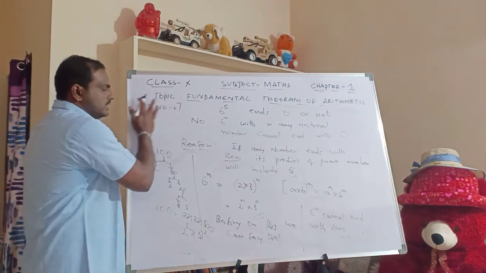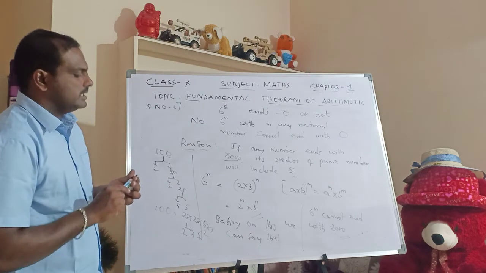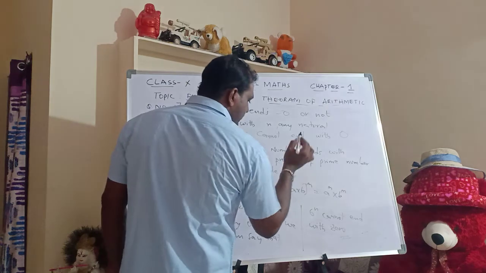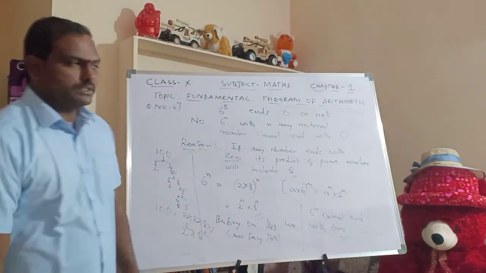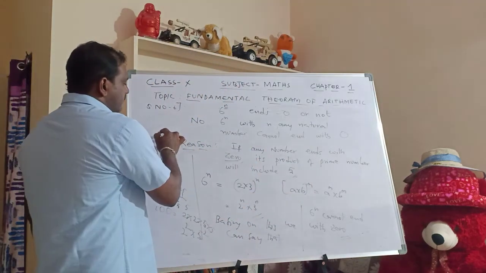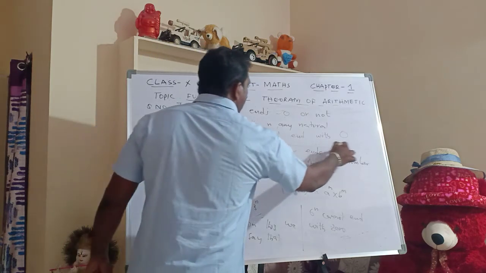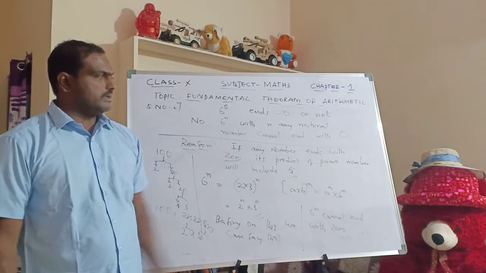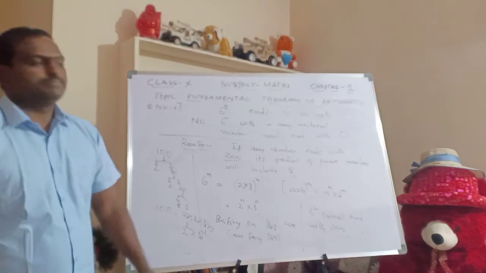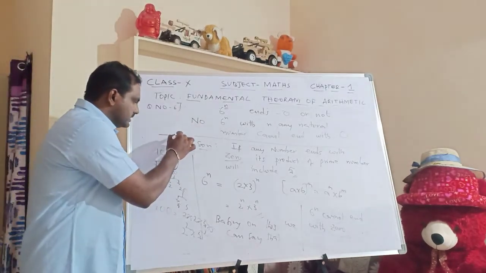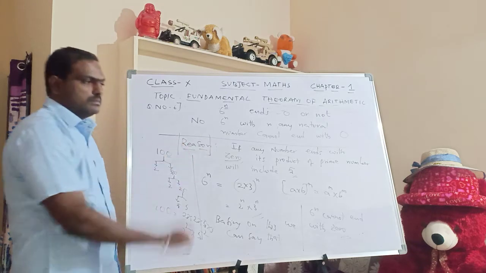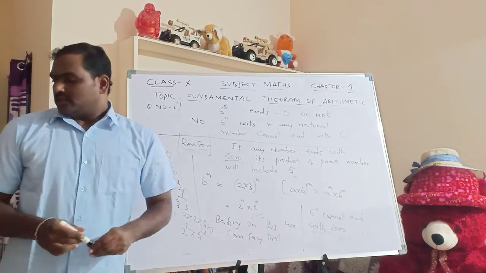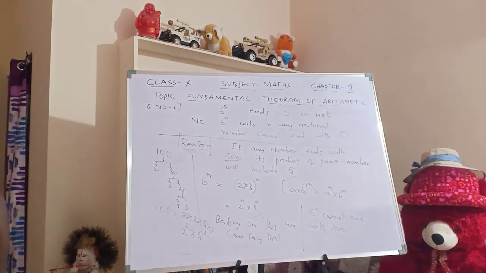So since in our 6 power n there is no prime factor 5, it does not end with 0, right? So the answer is no. If you want to know the reason why it was no, this is the reason. Okay, so that's all. This is the end of today's session.